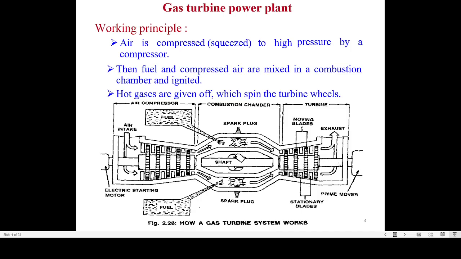It can also be seen here that the turbine and the air compressor are mounted on the same horizontal shaft, right? So this is the simple means by which one can give the working principle for the simple gas turbine power plant.